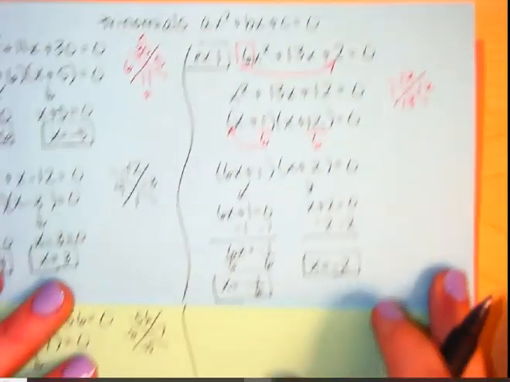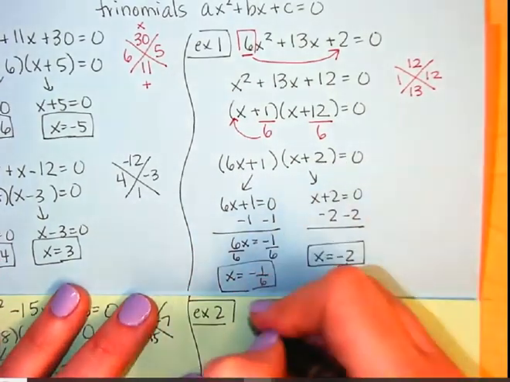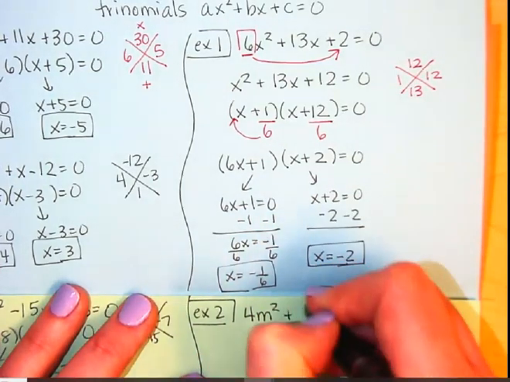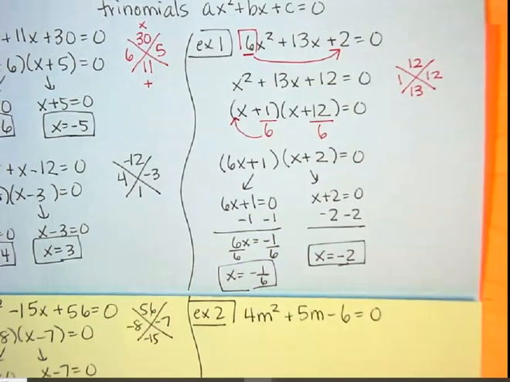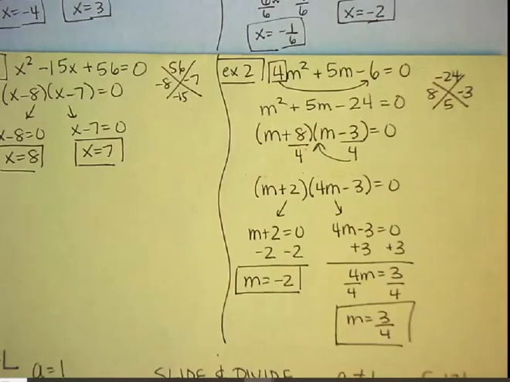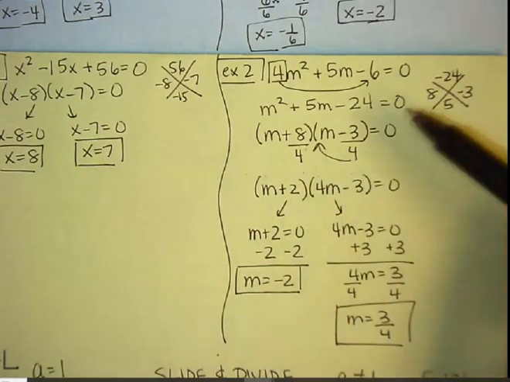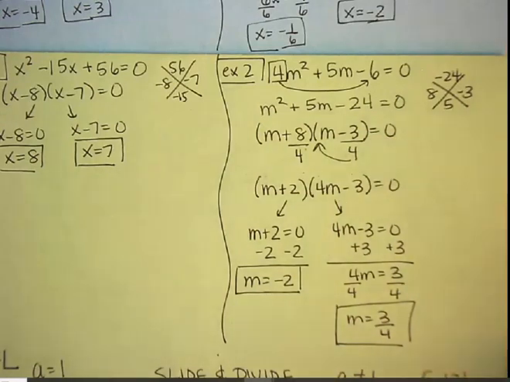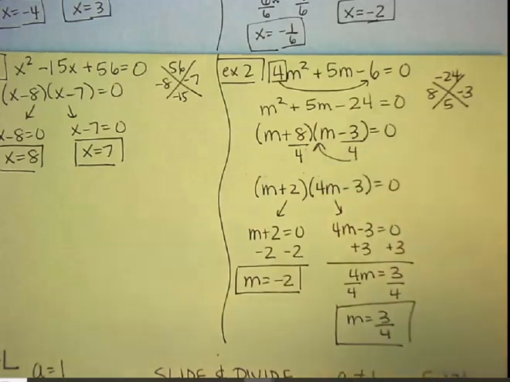All right, so here's the one that I want you to do by yourself. Pause your video and then come back and check your work. 4m squared plus 5m minus 6 equals 0. All right, here's my work right here. I have -2 and 3/4. Who had that? Okay, excellent. And even myself, when I started working, my brain went to la la land and I forgot to do the divide part. So if you had -8 and +3 as your answers, then you forgot the divide by 4 part of the slide and divide. So just check your work on that.